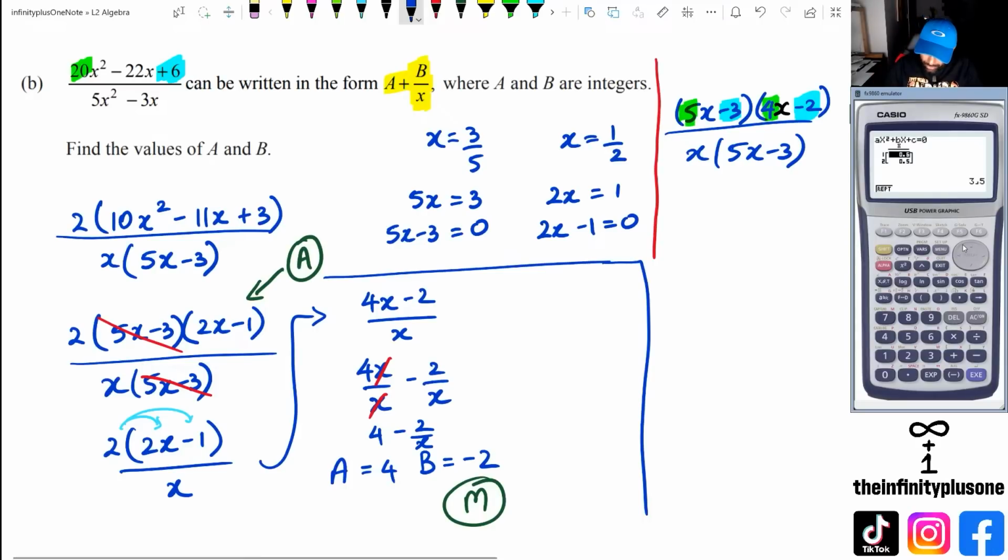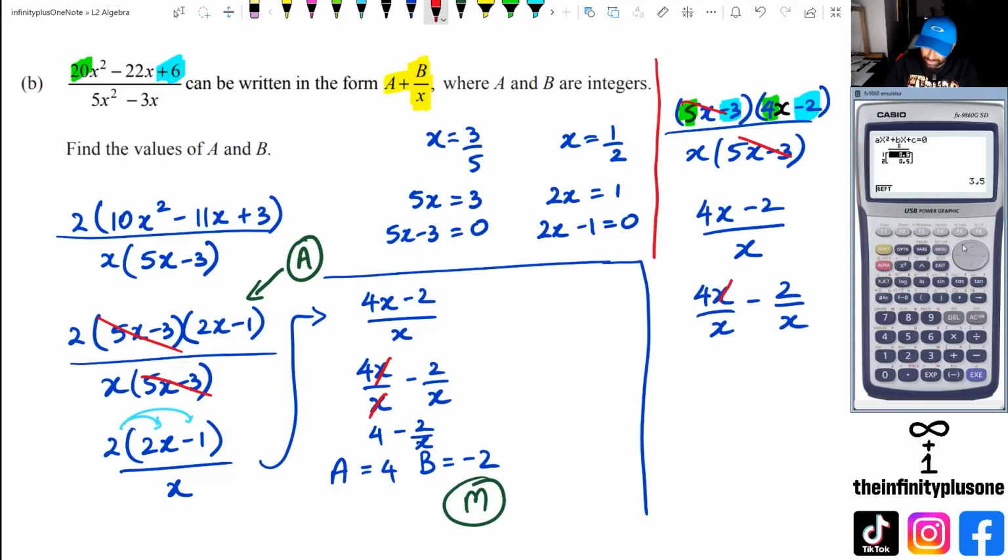So now what we can do is we can literally just cancel out these two things. And what we're going to be left over with is just 4x minus 2 over x. And then, of course, I can separate this as 4x over x minus 2 over x. Cancel the two x's, and voila, 4 minus 2x.